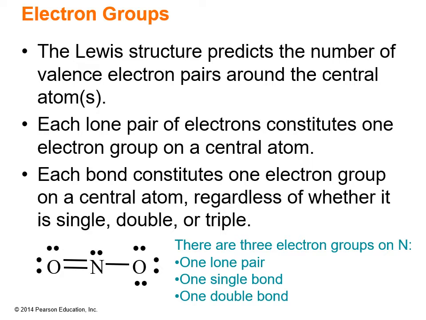So if we look at our center nitrogen, we have 3 electron groups. One is a lone pair, one is a single bond, and one electron group is a double bond. If we look at our left oxygen, we have 3 electron groups, 2 that are lone pairs and 1 that is a double bond. And on our right oxygen, we have 4 electron groups, 3 that are lone pairs and 1 that is a bond. When we're assigning the shape of a molecule, we do focus on that center atom.